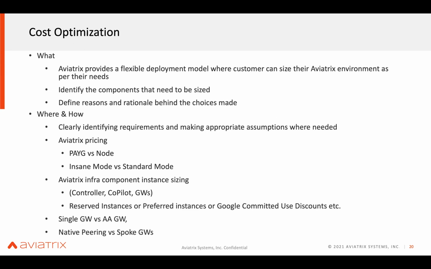Hey, in Azure you can do native peering. Should you use native peering or should you use the spoke gateways? These are all different questions that you need to think through when you are doing your design from a cost perspective. Also, knowing that Aviatrix doesn't really charge for gateways, whether the customer puts a gateway or doesn't, it doesn't make any change to their Aviatrix cost. So knowing these aspects is going to be very critical.